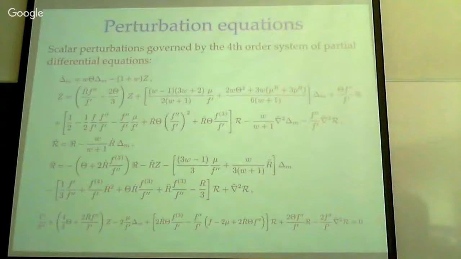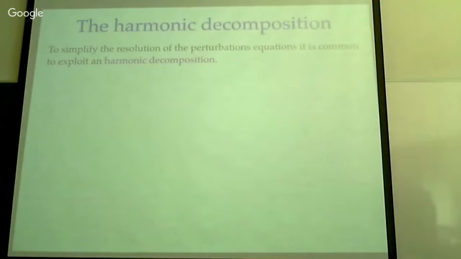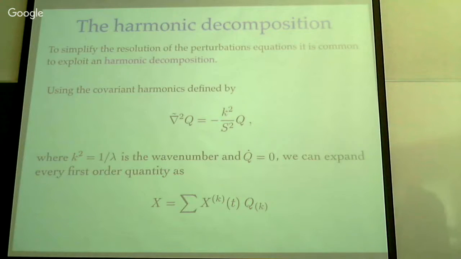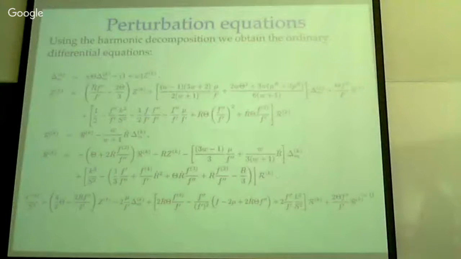Okay, so let's go back to the perturbation equations. This system is of course a system of partial differential equations. So in the tradition of perturbation theory, in order to solve them, we introduce a harmonic decomposition. Again, you cannot use the standard harmonics that you use in general relativity, because we want covariant harmonics, because we don't want to break covariance, which means that we have to define harmonics using a Laplace equation in which the operator is the projected one. So for these Q, which are scalar harmonics, and vector and tensor harmonics, k is the wavenumber, and Q dot is equal to 0. Every first-order quantity can be described like this. So using this expansion, our system now becomes ordinary differential equations that depend on the parameter k.